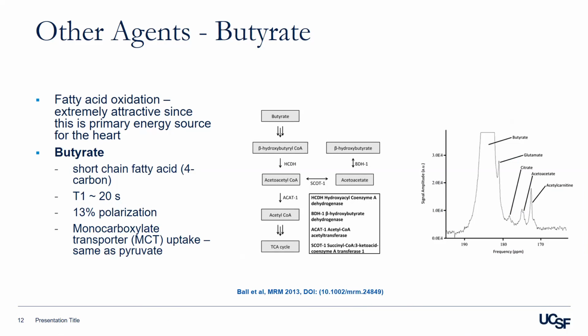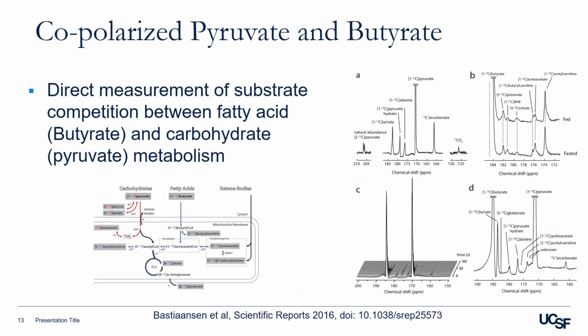So that's one of the parts we need for the experiment, right, the agent being rapidly taken up. So I think that's kind of promising there, and you can see a number of the TCA cycle metabolites, as well as the acetylacetate and acetylcarnitine before you actually get into the TCA cycle. And then I thought this was a pretty cool study, actually co-polarizing C1 pyruvate and C1 butyrate.